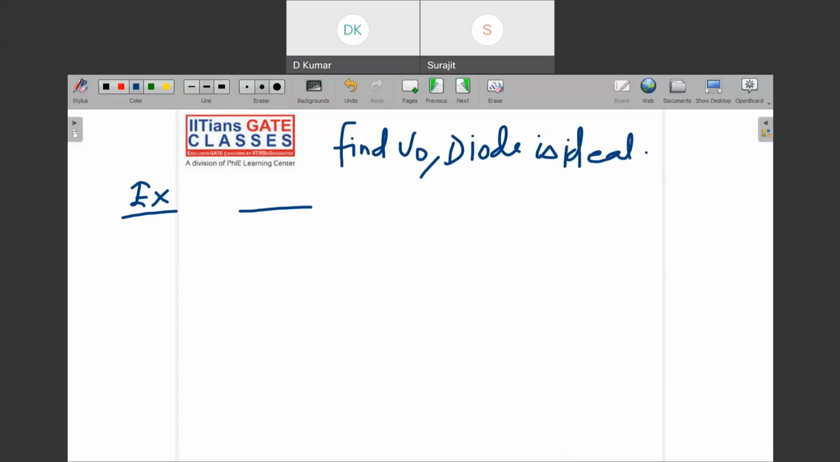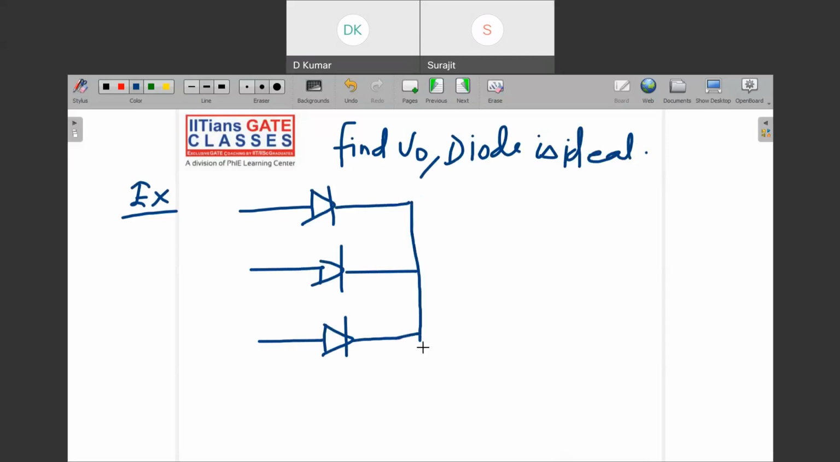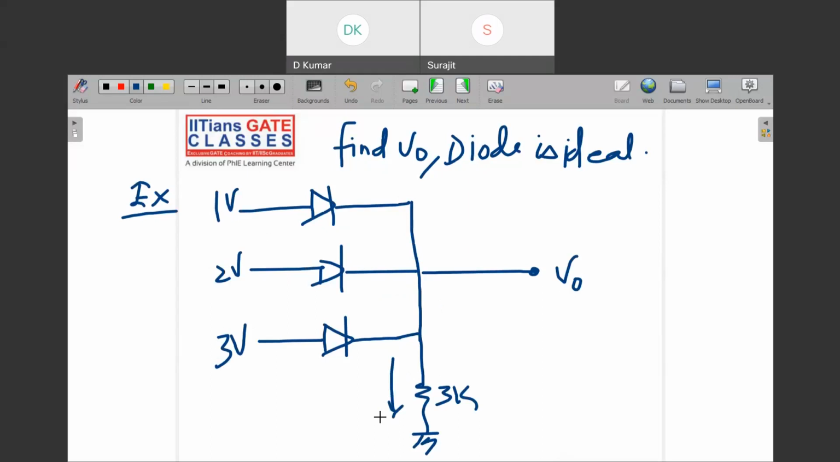So if we are considering digital gates like this, I mean, this is one digital gate made using diodes. This is V naught, and these are 1 volt, 2 volt, and 3 volt. You have to find the output voltage, and you have to find the current I through this. This is D1, D2, and D3. How do you solve this kind of problem? Can you tell me the procedure?